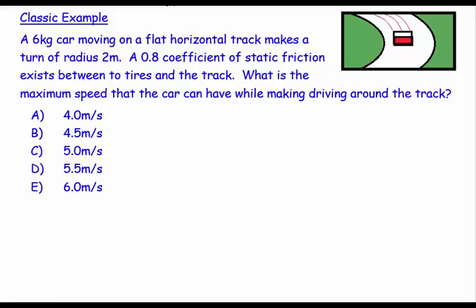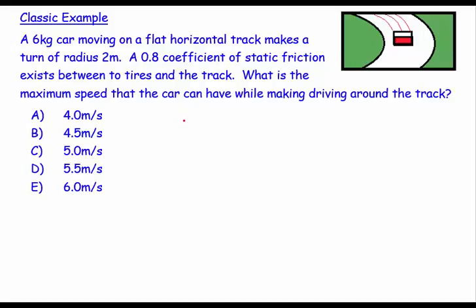Welcome. So this question says a 6 kilogram car moving on a flat horizontal track makes a turn of radius 2 meters. 0.8 coefficient of static friction exists between the tires and the track. What is the maximum speed the car can have while driving around the track? So it's a circular track.